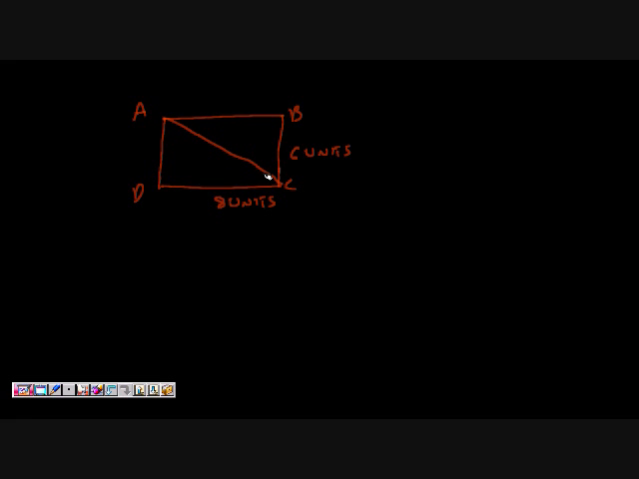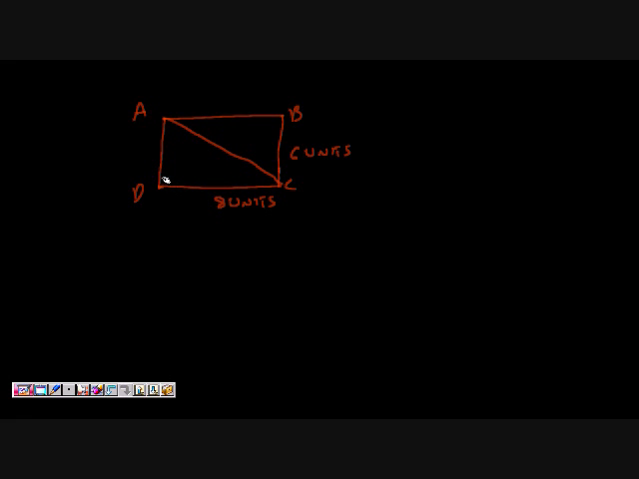Let's start. Suppose you're given a rectangle ABCD, and let's say one of the sides is 8 units and the other side is 6 units. You're supposed to find the length of the diagonal AC. So how do you find the length of the diagonal of this rectangle?